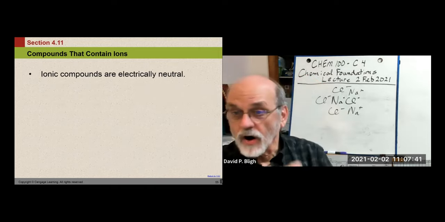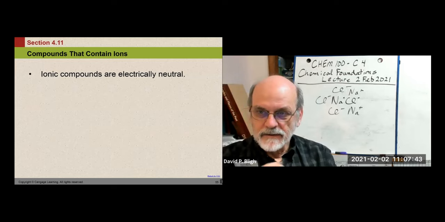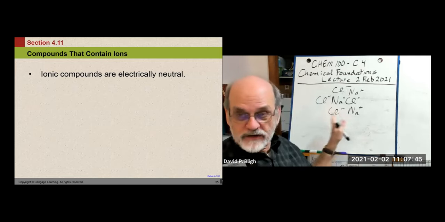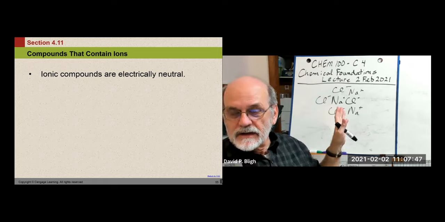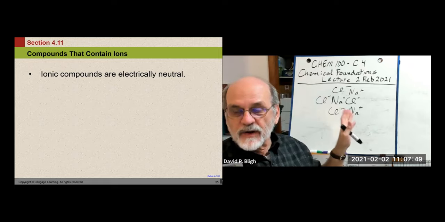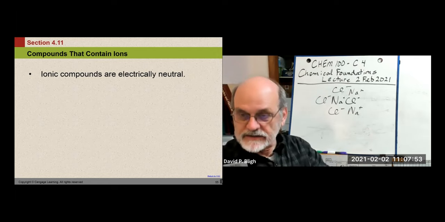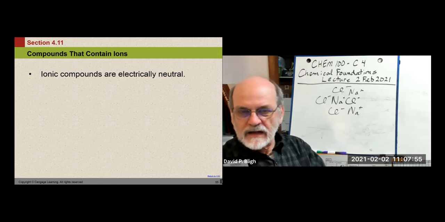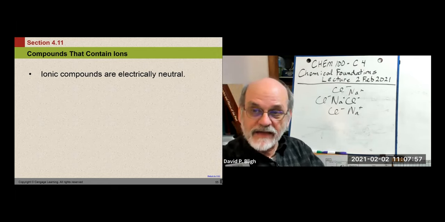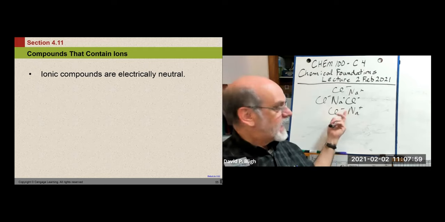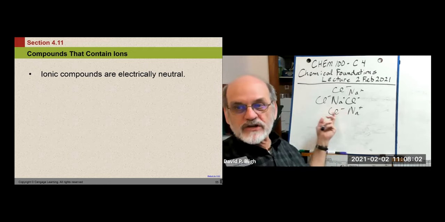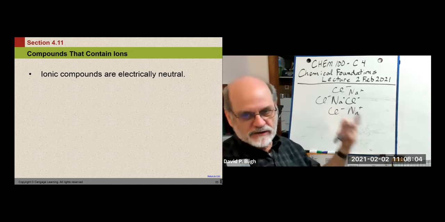Ionic compounds are electrically neutral because this ratio that we establish is based upon the premise that they are neutral. And we, of course, can test it, see if they're neutral. And since they are neutral, that means that the balance of charge has to be maintained. And that ratio is established by the charges.